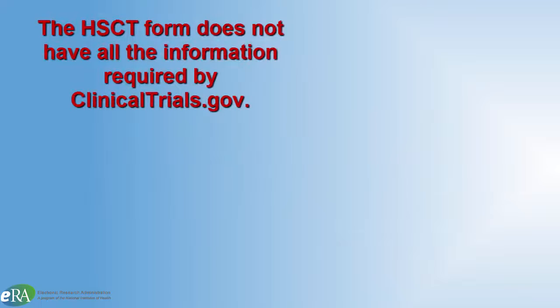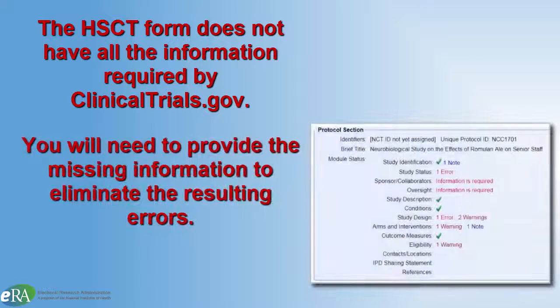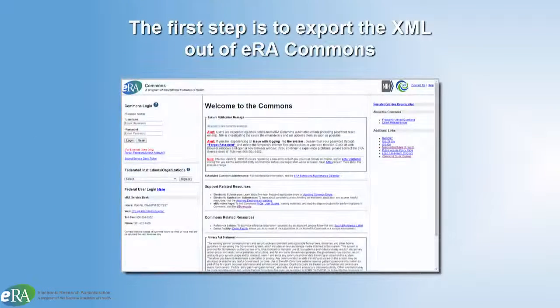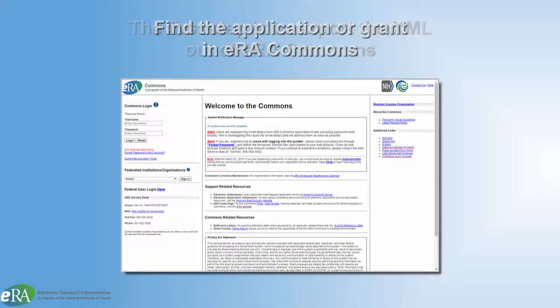The Human Subject, Clinical Trial, HSCT form, does not contain all the information required by ClinicalTrials.gov. Therefore you will need to provide the missing information, in order to eliminate the resulting errors. The first part of the process is to export the desired study data from ERA Commons, as an XML file.